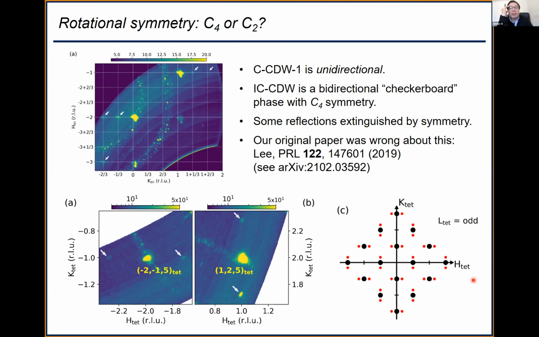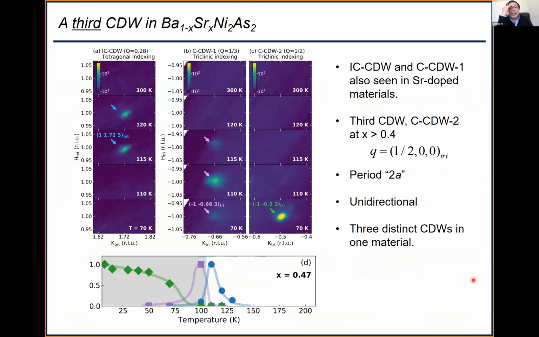Okay. So it seems to me that you have all these various static CDW orders that would imply that there should be fluctuations at a number of different Qs, and some of which could be linked with the nematic order in the strontium barium cases. So that's a comment.